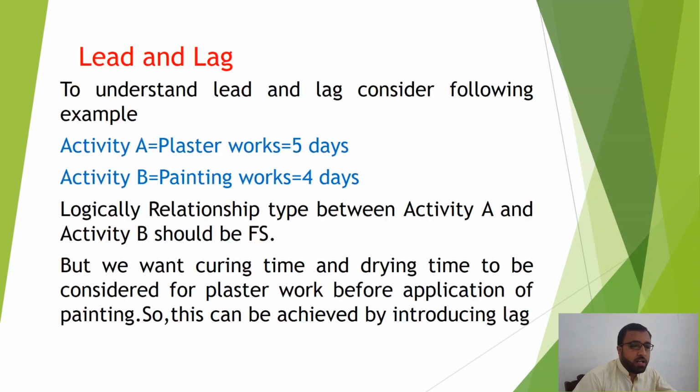Then what is lead and lag? To understand lead and lag, consider the following example. Activity A, plaster works, takes 5 days. Activity B, painting works, takes 4 days. So logically, the relationship type between activity A and activity B should be FS. But we want curing time and drying time to be considered for plaster work before application of painting, so this can be achieved by introducing lag.